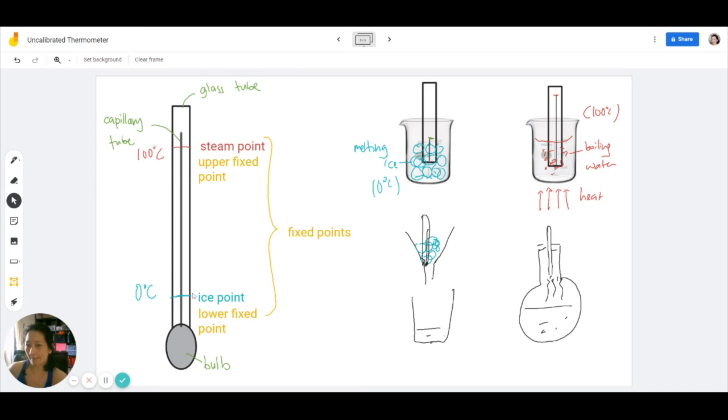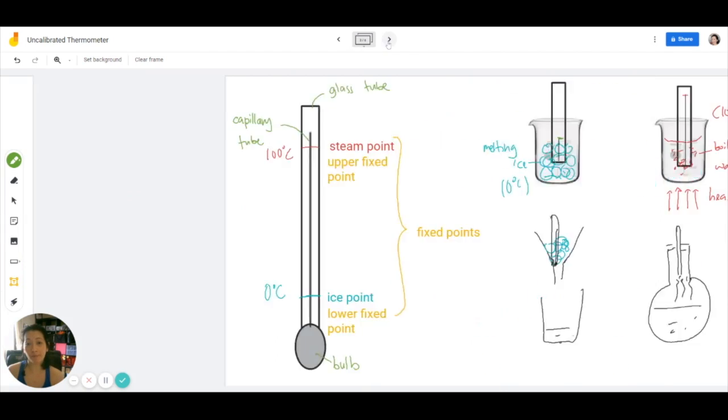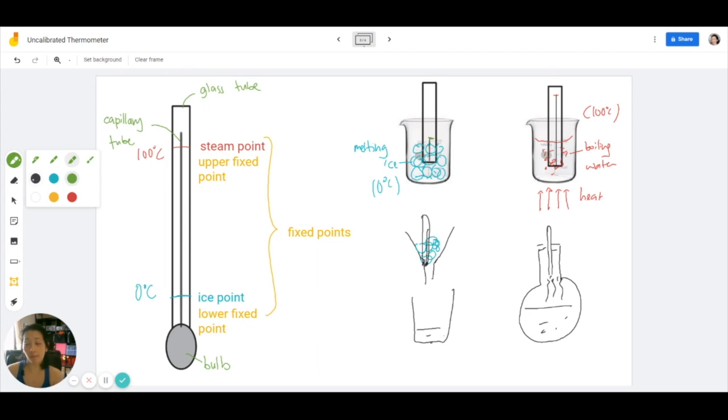So once we know this, that, okay, we've got the markings, but what next? We still don't have a scale, correct? So let's come back to the properties of mercury, and let's focus on this property. The uniform expansion is what makes mercury an excellent liquid to be used in a thermometer. Because it expands uniformly, we can now confidently make the markings between 0 and 100. Which means that we measure the length between 0 and 100, and we will now divide it into 100 equal spaces, and that would serve as our scale on this thermometer.